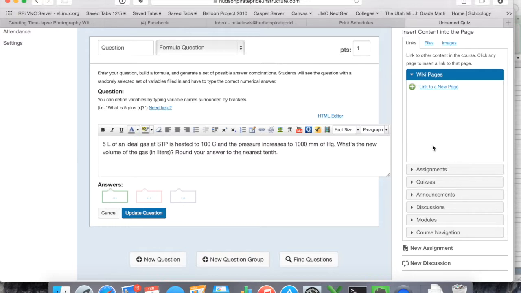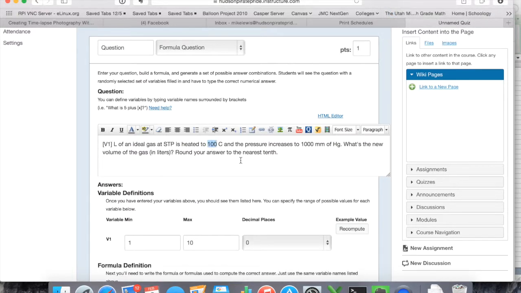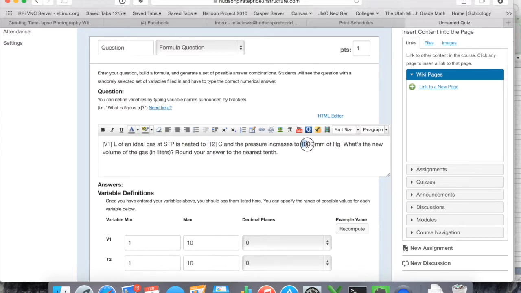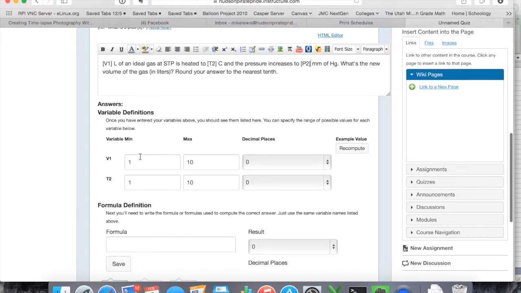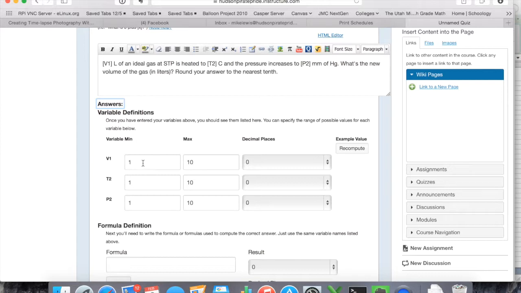And I haven't put any variables in here. So I'm going to change this to our original volume, so I'll call it V1. I'm going to change this to our final temperature, so I'll call it T2. And I'll change this to our final pressure, so we'll call it P2. And V1 from 1 to 10, I don't think I want it to go as low as 1, maybe 3, but 10 is fine for an upper end.